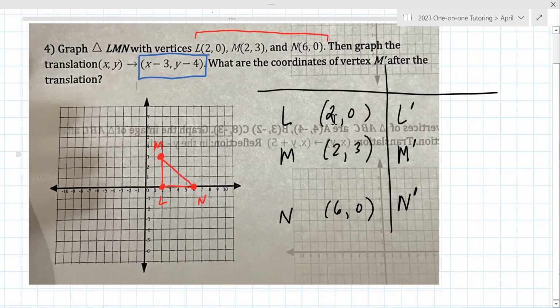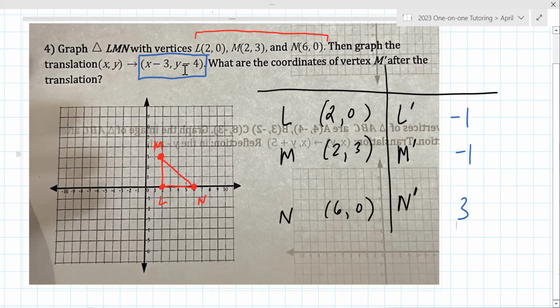Did you understand what I said? Yes. Okay. What is 2 minus 3? 2 minus 3 is -1. Then we're going to do the next x value. We're going to subtract 3. 2 minus 3 is -1. And then 6 minus 3. 6 minus 3 is 3. Very good.